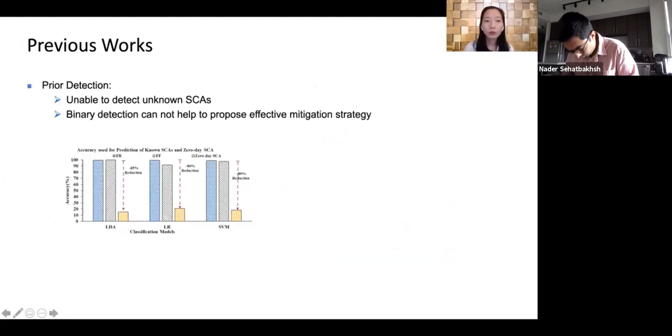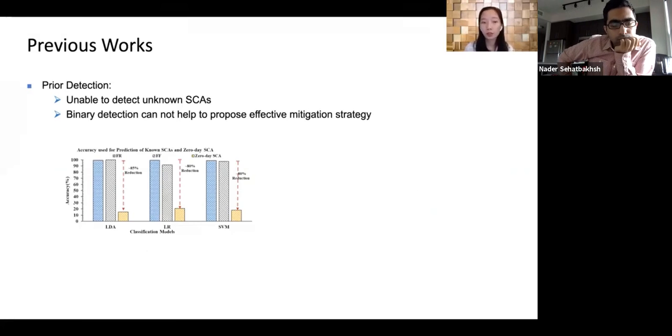And in order to face the challenge of the security threats brought by side channel attacks, prior works have proposed a series of machine learning-based detection methods, but those works cannot detect unknown attacks. Like in this figure, we can see that there are 3 classification models, but they all show very low detection accuracy for zero-day side channel attacks.